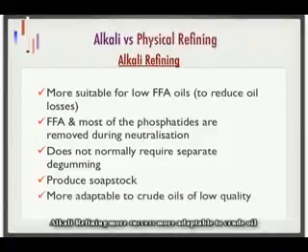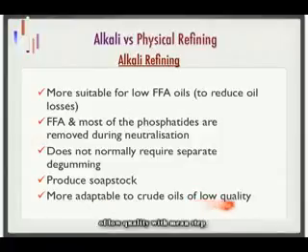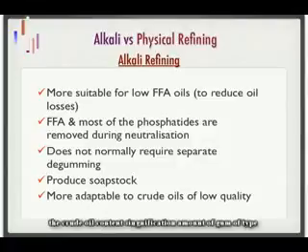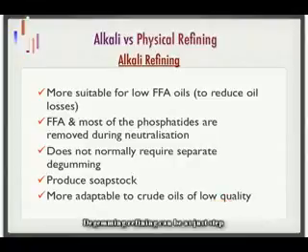Alkali refining is also said to be more adaptable to crude oils of low quality, which means that if the crude oil contains a significant amount of gums or phosphatides, the alkali refining can be adjusted to remove the gums as much as possible without much oil losses.